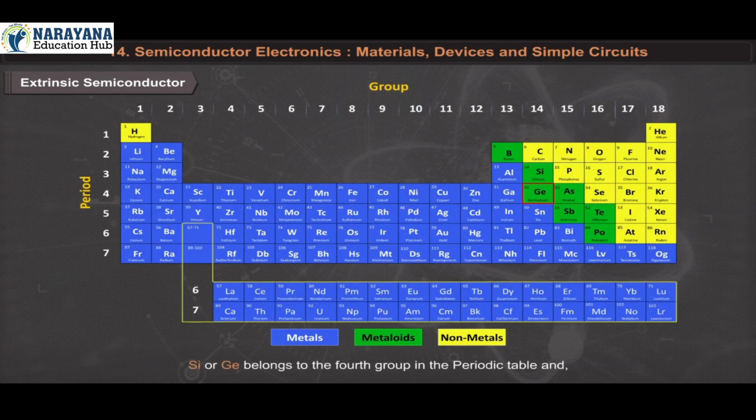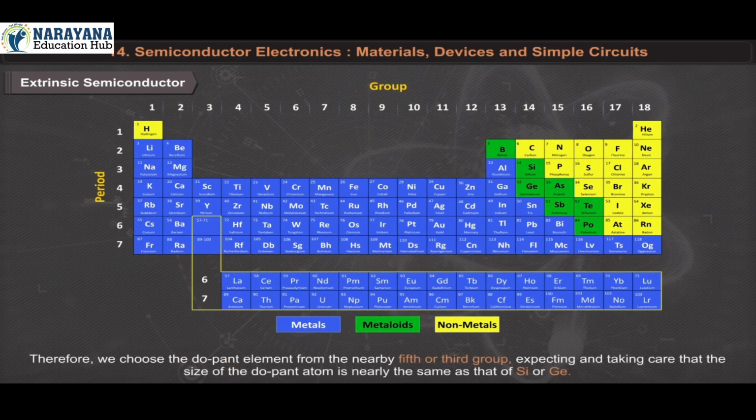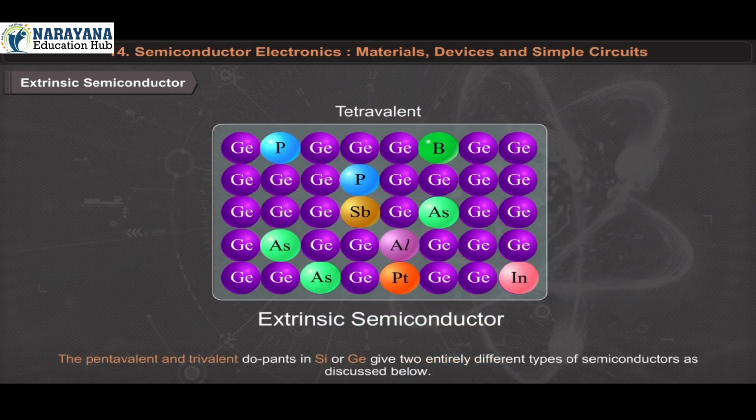Silicon or germanium belongs to the fourth group in the periodic table, and therefore we choose the dopant element from the nearby fifth or third group, taking care that the size of the dopant atom is nearly the same as that of silicon or germanium. The pentavalent and trivalent dopants in silicon or germanium give two entirely different types of semiconductors, as discussed below.